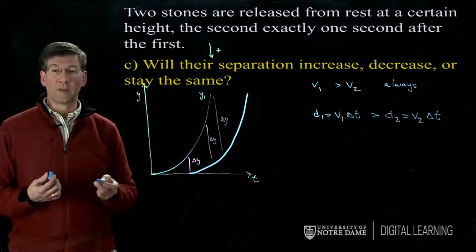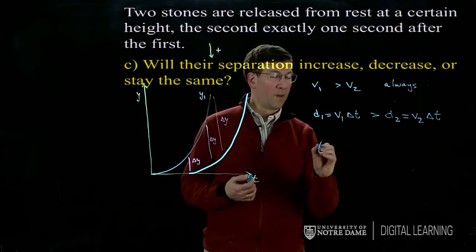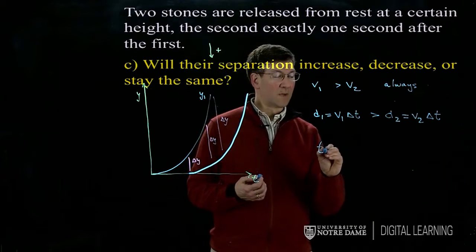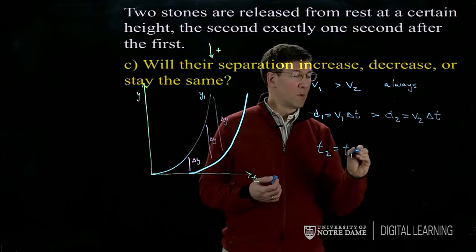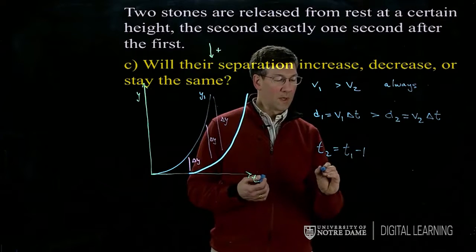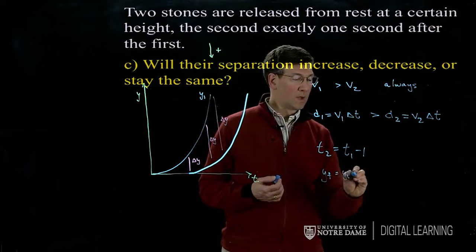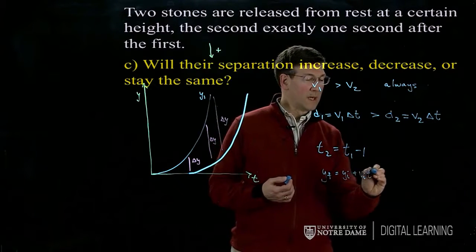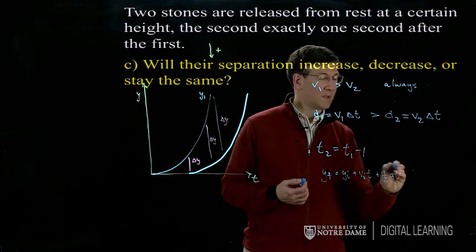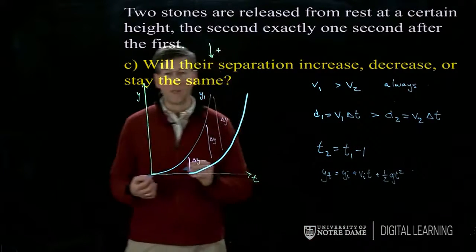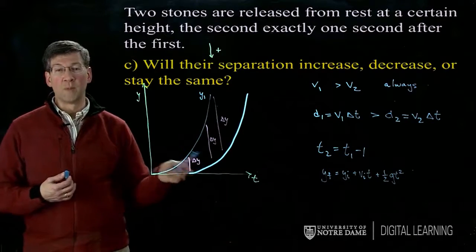Now I leave it as an exercise for you to actually calculate what that separating distance is as a function of time by using t2 is equal to t1 minus 1, and using our kinematic equation, y final is equal to y initial plus v initial t. In this case, it's going to be plus 1/2 gt squared because we define the positive direction to be down. And using that to calculate the positions of the two stones and the difference between them as a function of time.